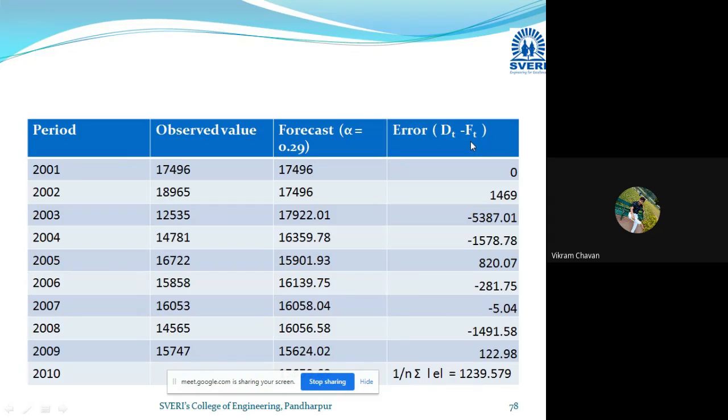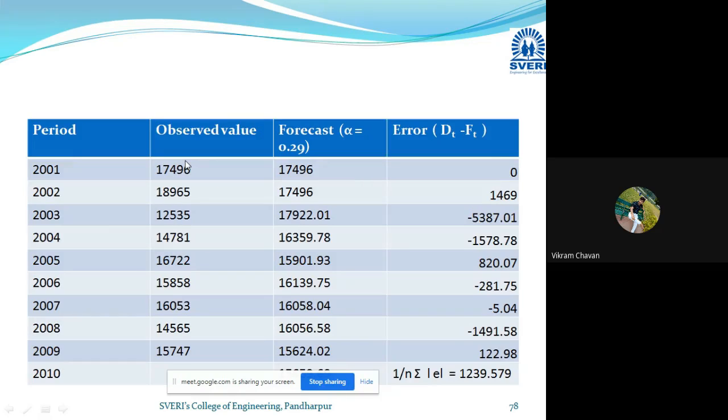This error will be useful to determine the better forecasting between 0.29 and 0.26. We will come to know which forecasting is better on the basis of this error only. So first of all, make these four columns and put up all the periods from 2001 to 2010, and the respective observed values for each period.